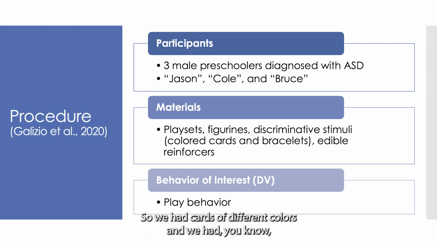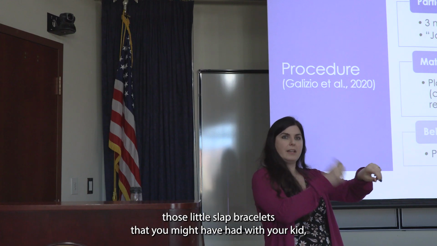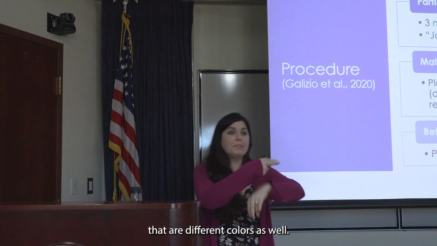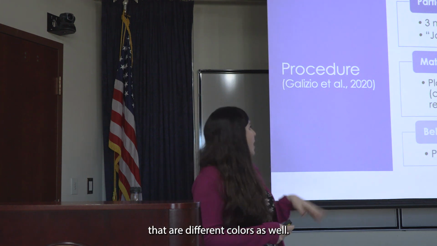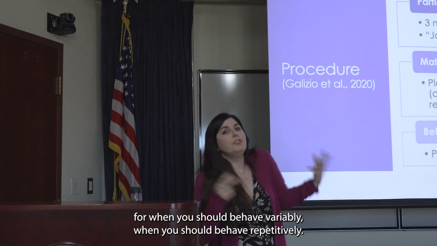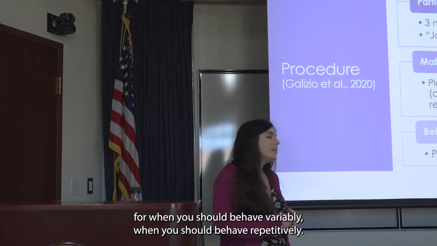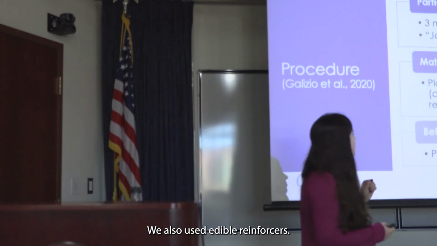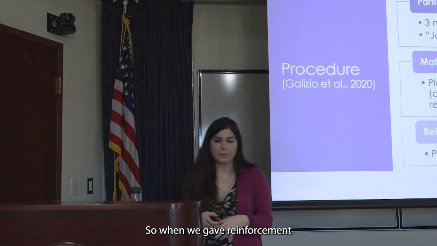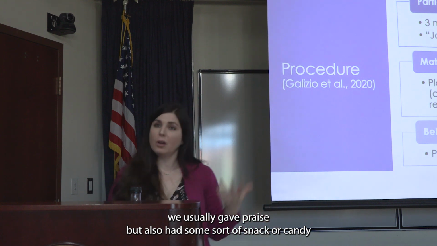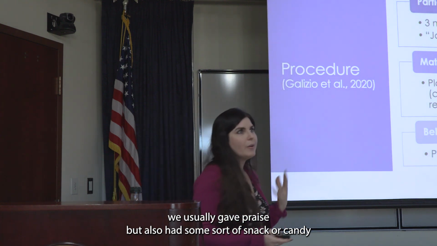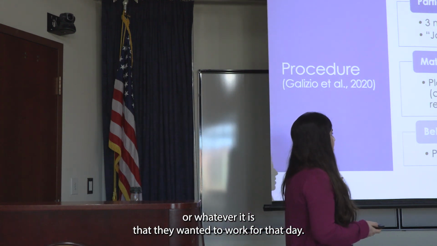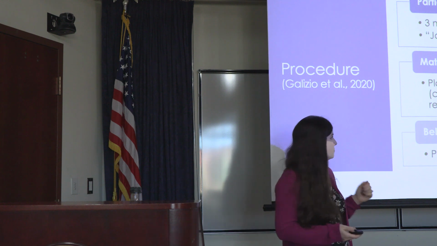So we had cards of different colors, and we had those little slap bracelets that you might have had when you were a kid that are different colors as well. And we used those as signals for when you should behave variably, when you should behave repetitively. We also used edible reinforcers. So when we gave reinforcement, we usually gave praise, but also had some sort of snack or candy or whatever it is that they wanted to work for that day.